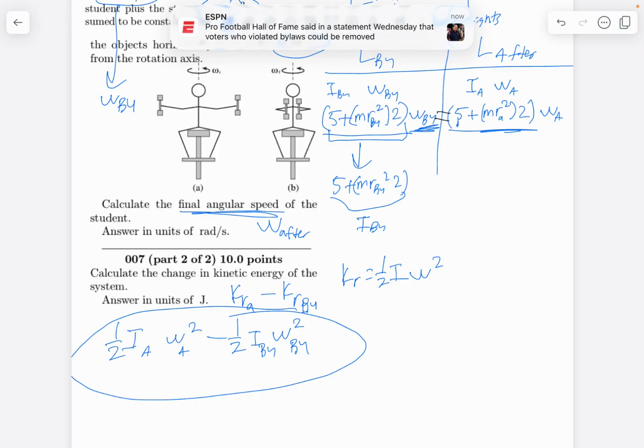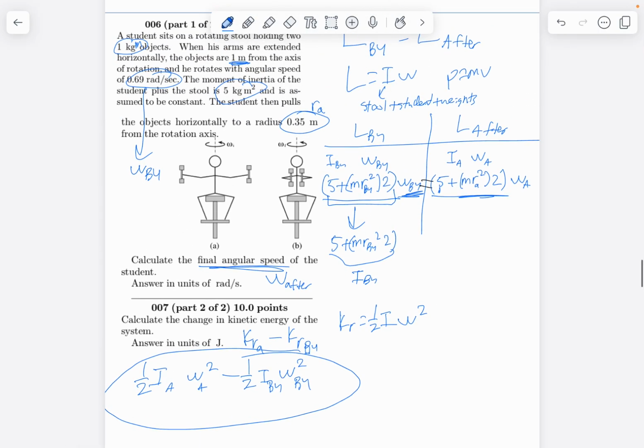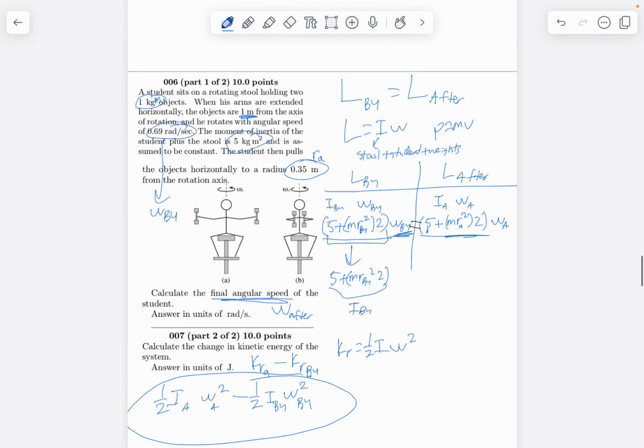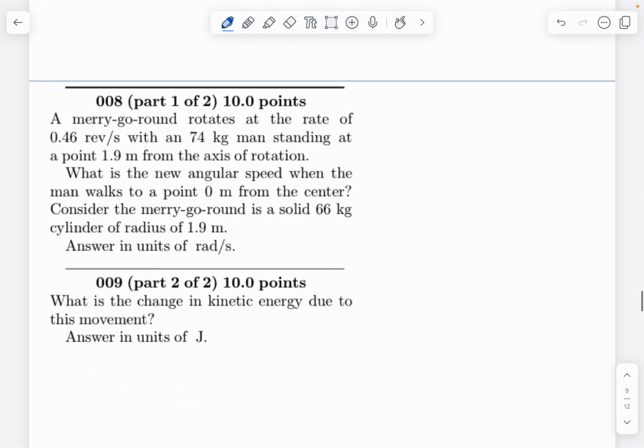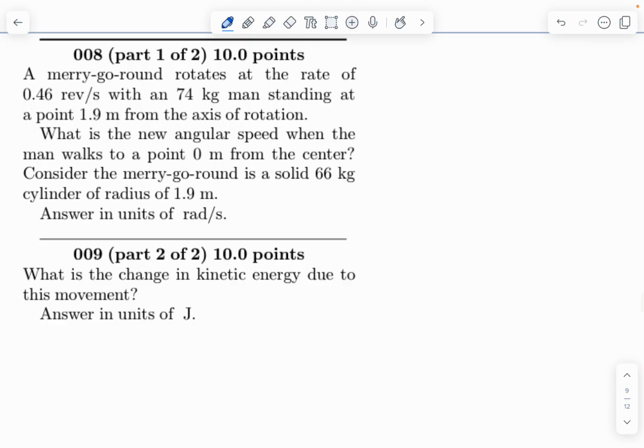Also, it is embarrassing to the Hall of Fame process that Bill Belichick did not get in. Like, you win so many Super Bowls and you don't get in the Hall of Fame. Like, what do you have to do?